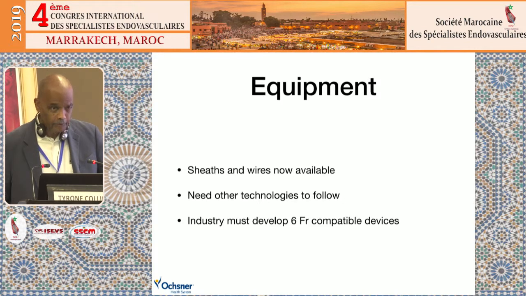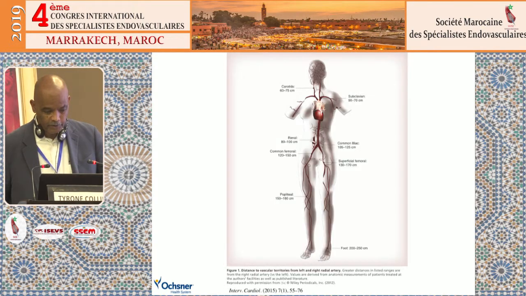Sheaths and wires are now available that allow us to do procedures from the radial access. We need other technologies to follow. That means the other devices, apart from just the balloons and stents. And industry must develop 6 French compatible devices to facilitate doing these procedures.